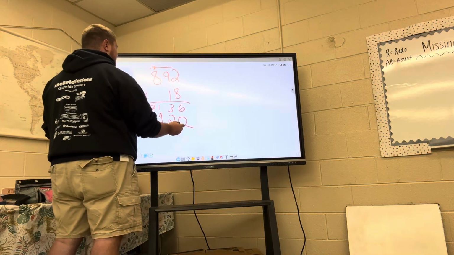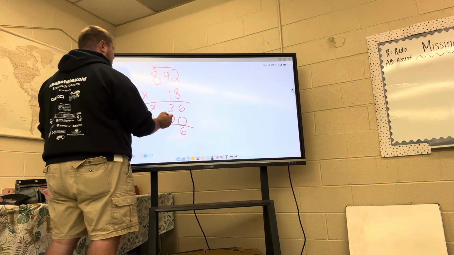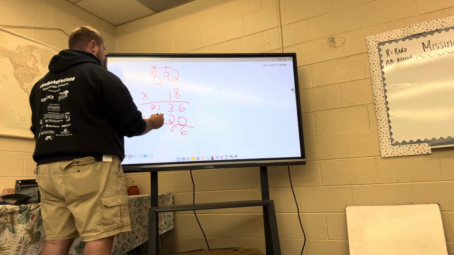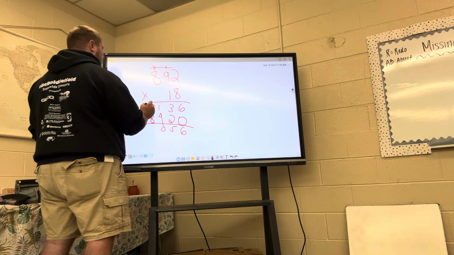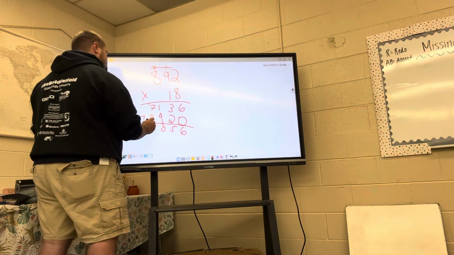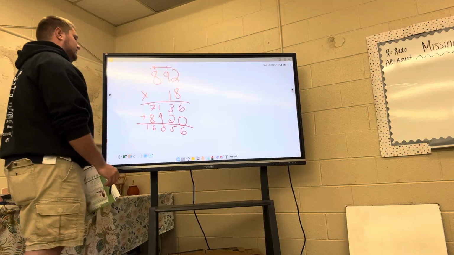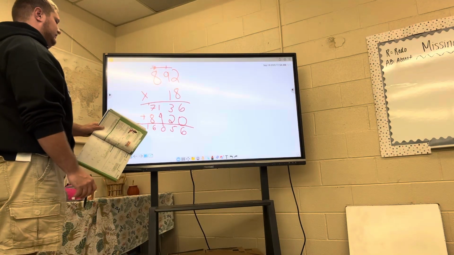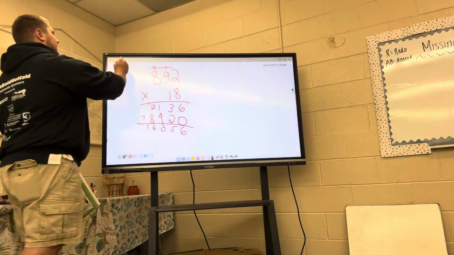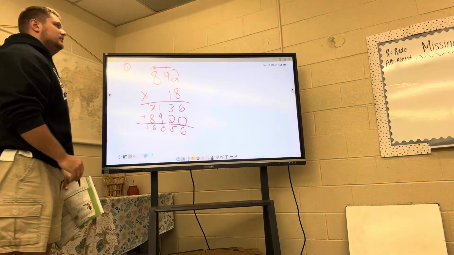So we have 6 plus 0, 6. 3 plus 2, 5. 1 plus 9 is 10. Carry our 1. 7 plus 8, we know is 15. Adding 1 more makes it 16. So this has an answer of 16,056. Okay, so that's one way we skin the cat, with the algorithmic function.